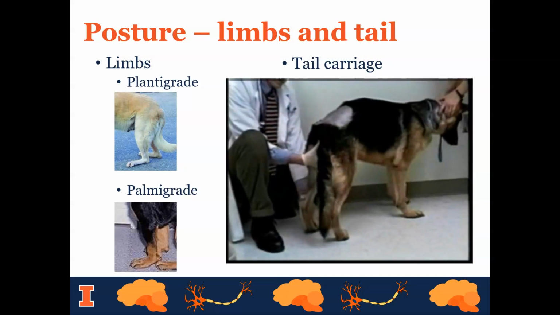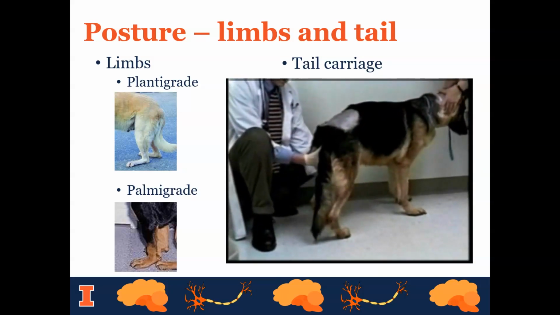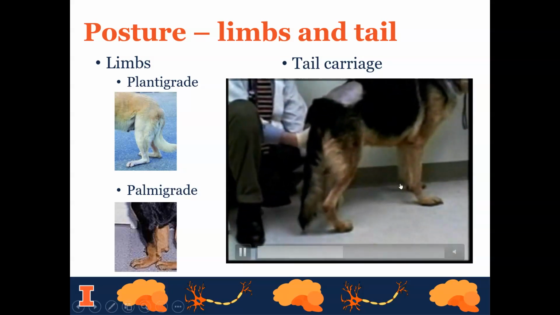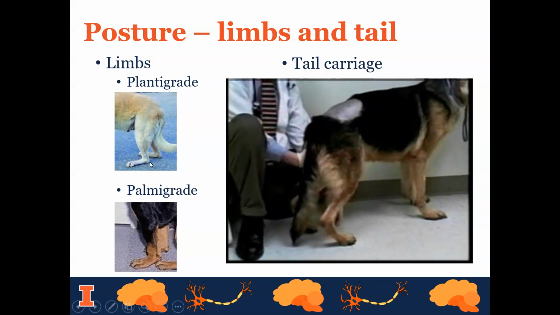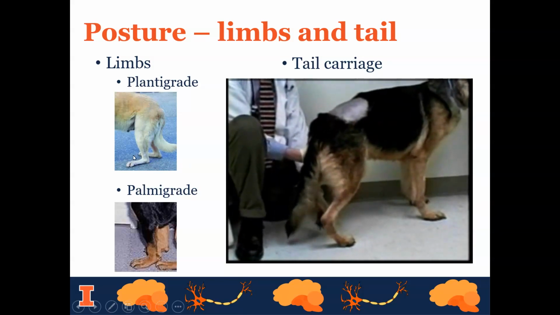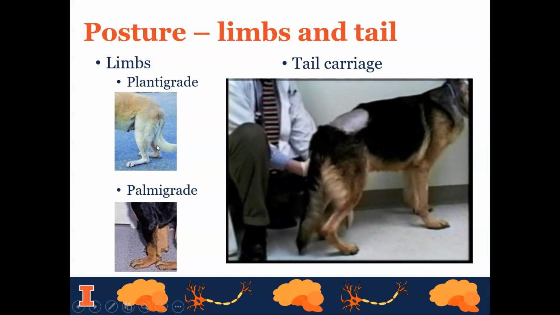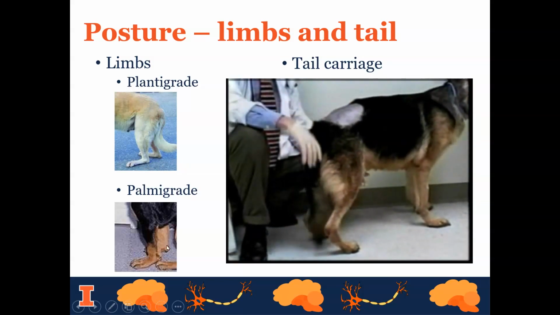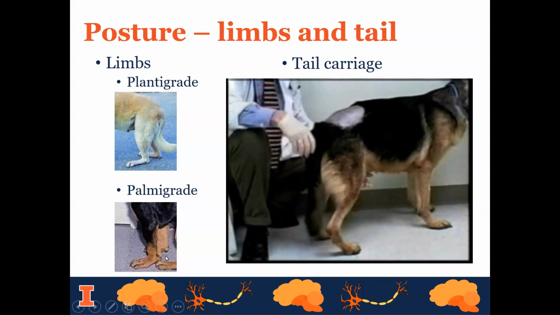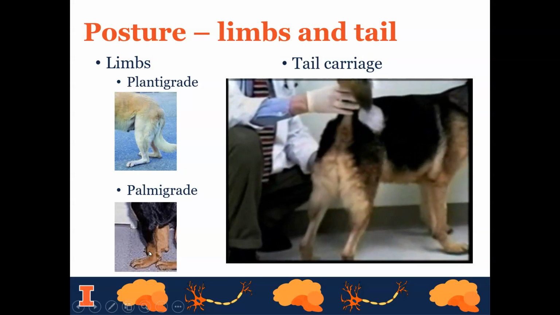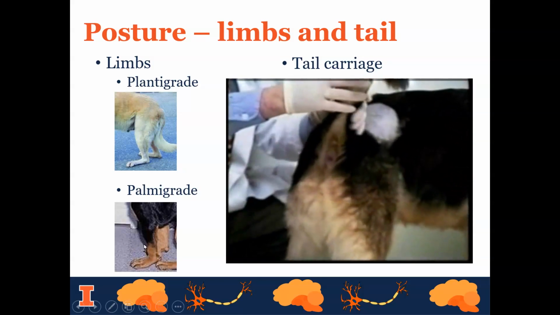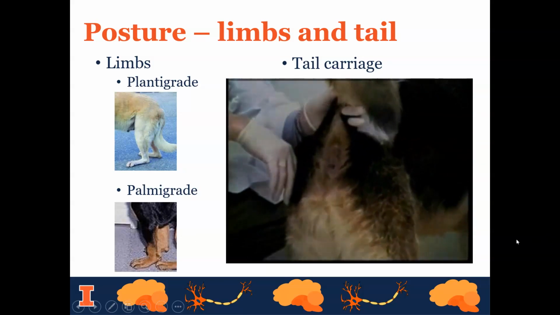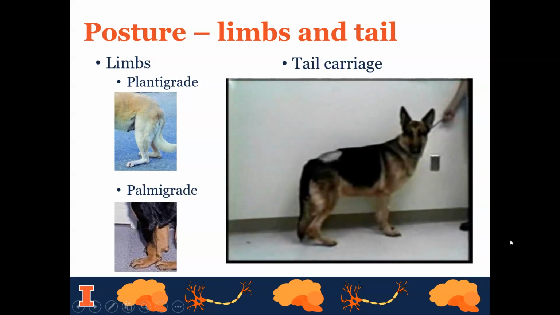We can see with the limbs and that plantigrade versus palmigrade stance, I've just indicated two other pictures here that are much more severe examples. So plantigrade can be as bad as practically walking on your hocks here, or palmigrade that you're walking on the wrists or the carpal joints. So it doesn't have to be this severe. I call these severe, but you can certainly be ranged in between from mild to that severe.